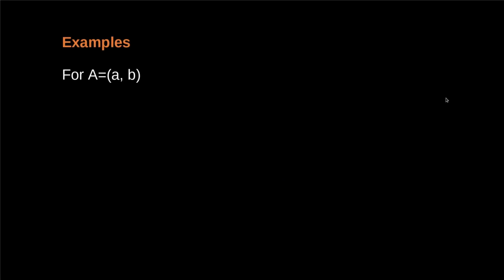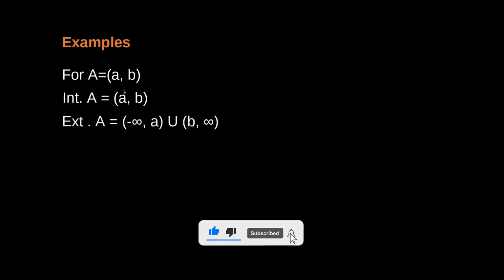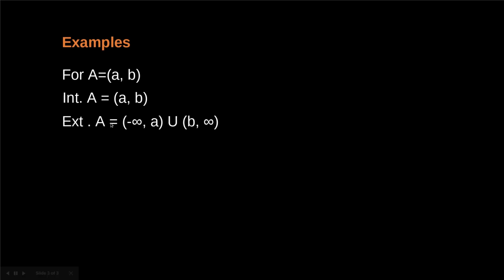So we can generalize this. For an open interval (a, b), its interior points are all the points between a and b, so the interior of this open interval is the set itself. Its exterior points, as we saw from the previous example, are minus infinity to a and b to infinity, which is A complement, and its boundary points are a and b.